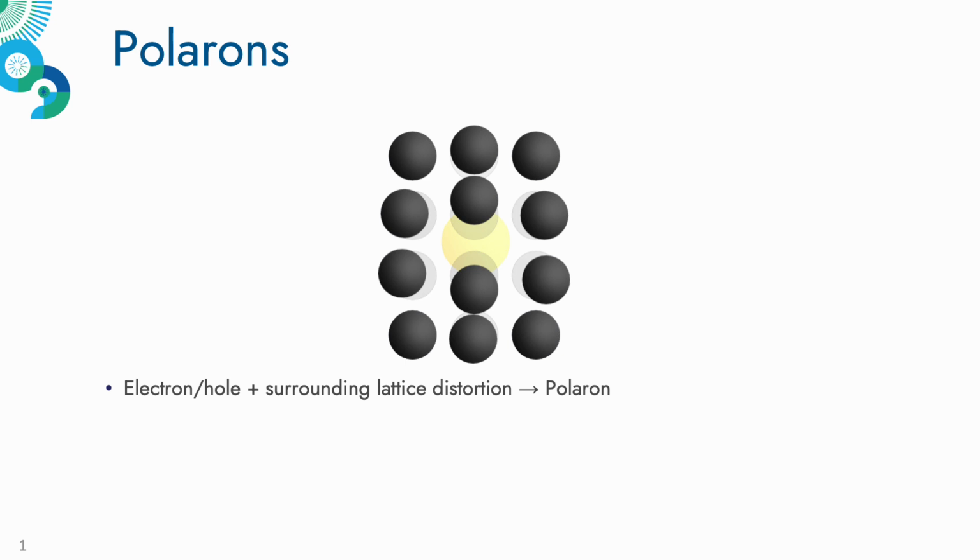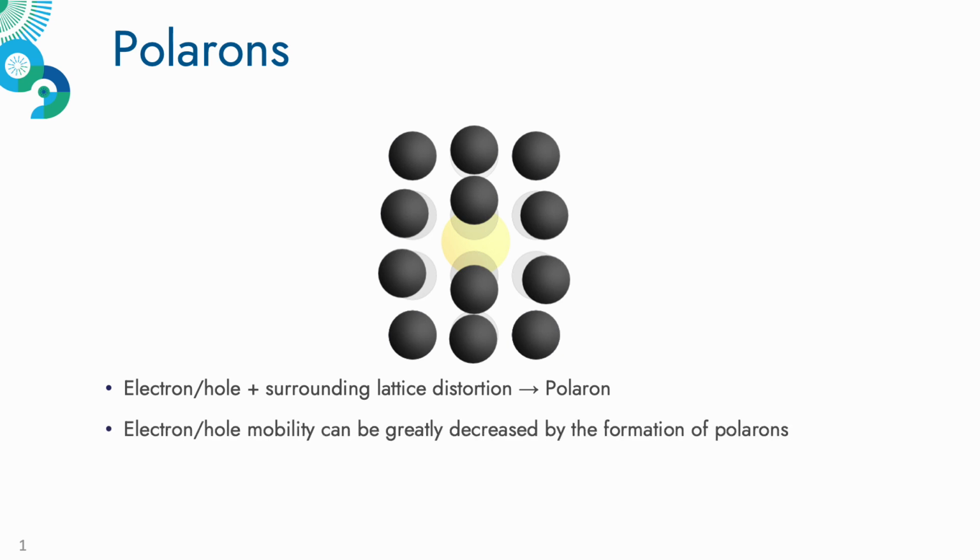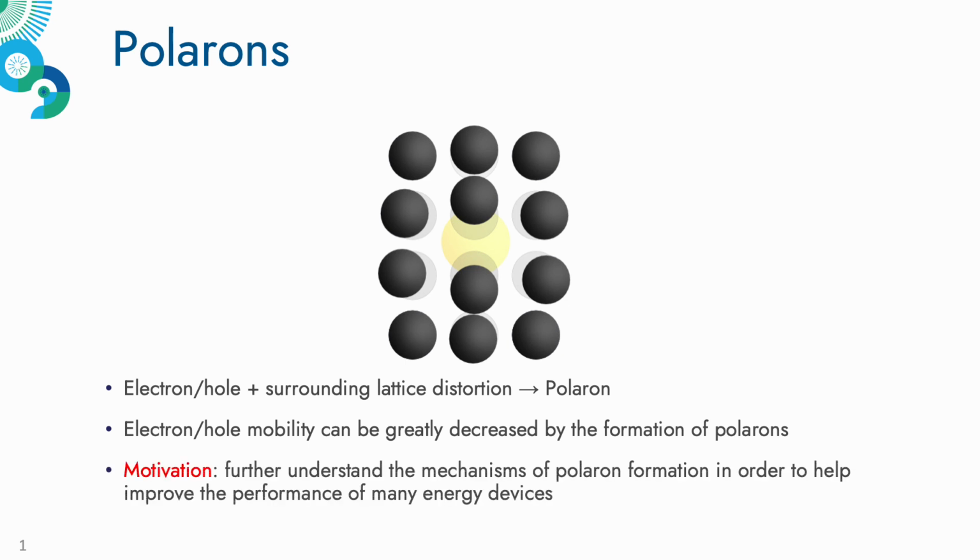Polarons move slower than free electrons because they have to drag all the lattice distortions with them when they move through the solid, so electron or hole mobility can be greatly decreased by the formation of polarons. Many energy materials suffer from polaron formation, so we would like to further understand the mechanisms of polaron formation in order to help improve the performance of many energy devices, and that's the motivation of our research.